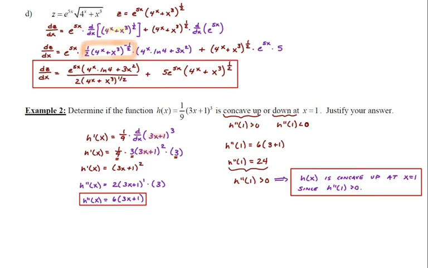So still answering the same types of questions. The only difference is that taking the derivative will require at times the chain rule, which is what we're practicing here.